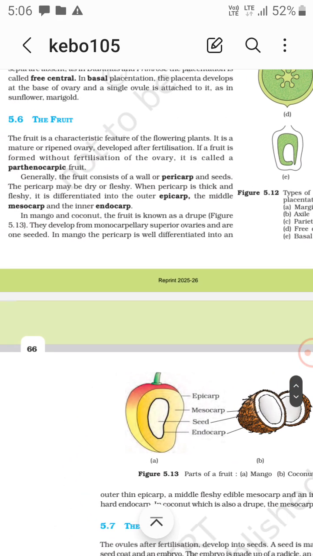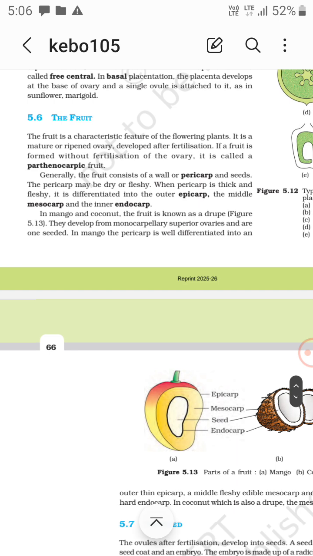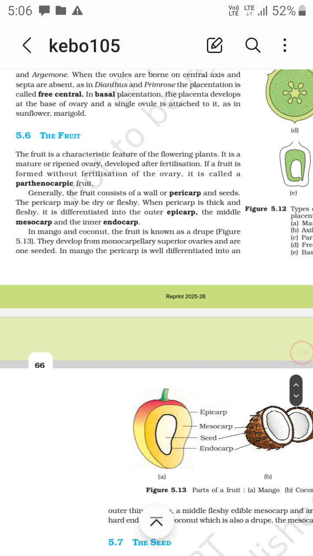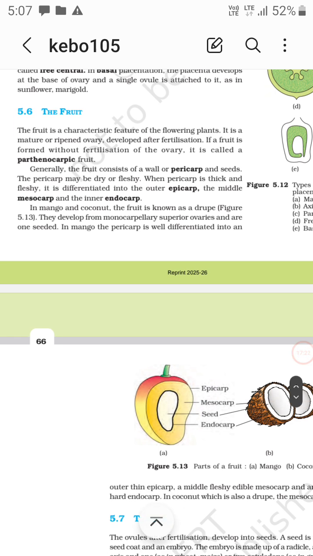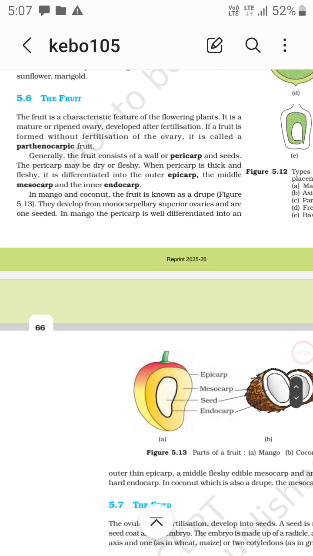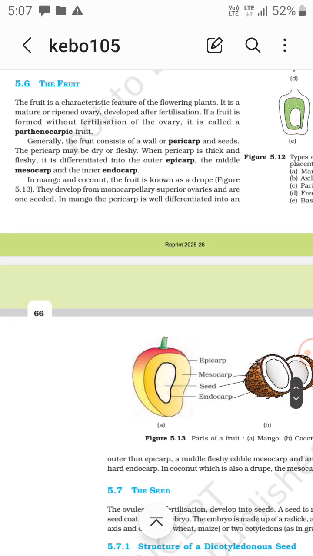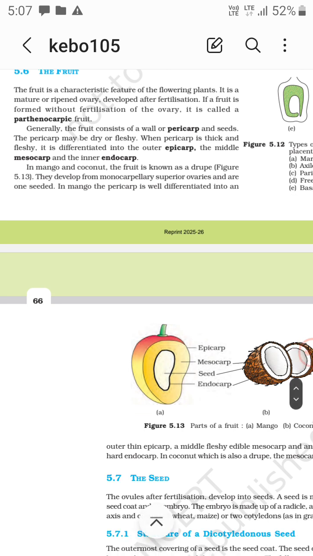Now the fruit. So the fruit is a characteristic feature of the flowering plants. A fruit is a mature or ripened ovary developed after fertilization. So if a fruit is formed without fertilization of the ovary, it is called a parthenocarpic fruit. Okay. Now generally the fruit consists of a wall or pericarp. Now this pericarp may be dry or fleshy. When the pericarp is thick and fleshy, it is differentiated into outer epicarp, middle mesocarp, and inner endocarp.